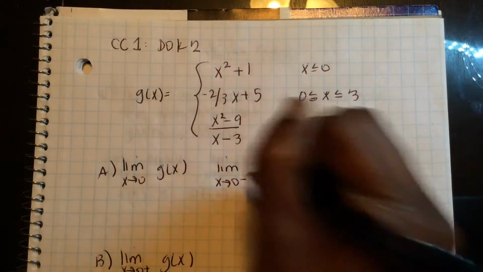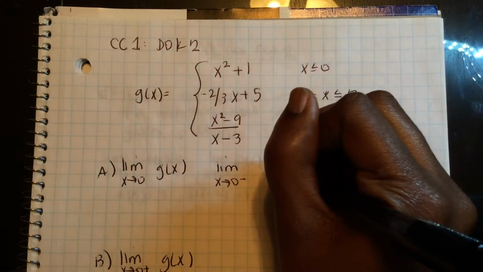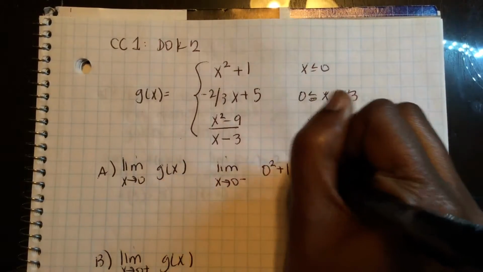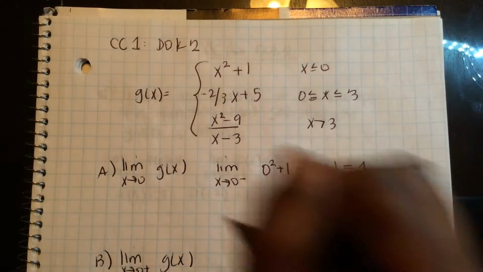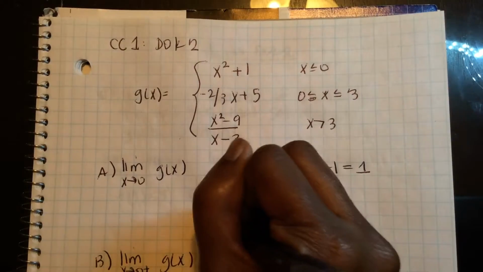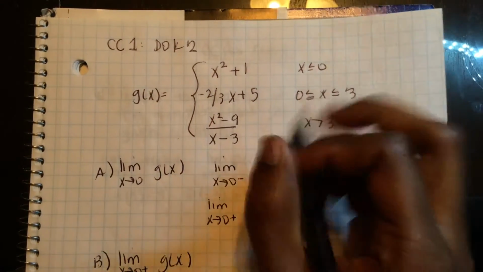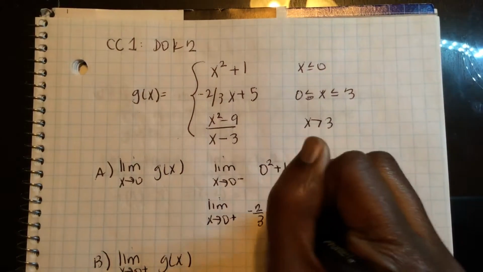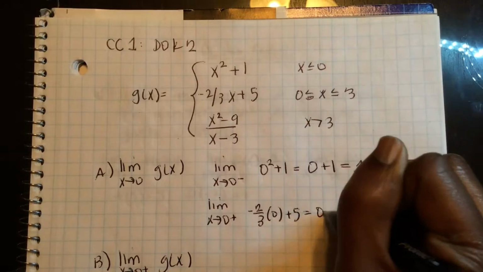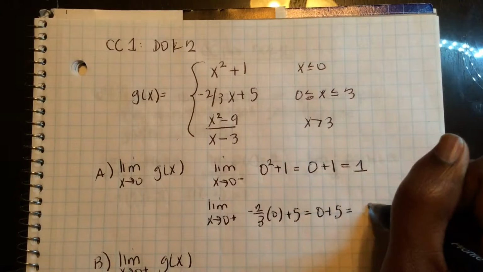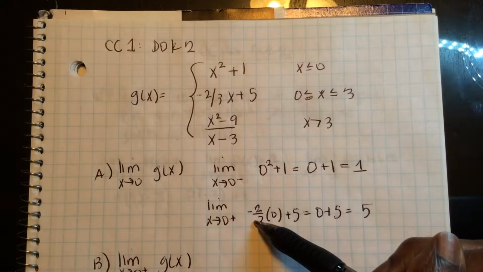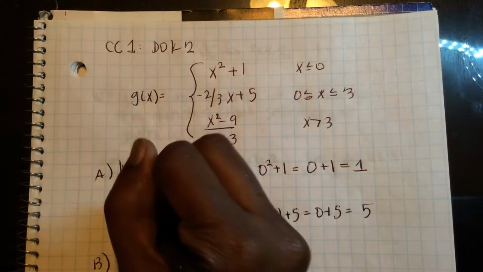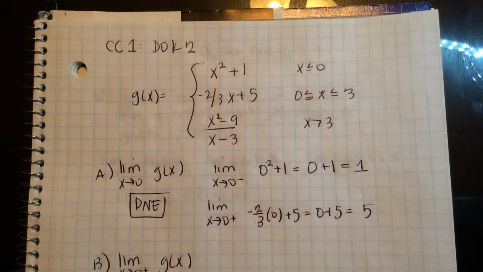Limit as x approaches 0 from the left is going to be 0 squared plus 1, which is 0 plus 1, which is 1. Limit as x approaches 0 from the right is going to be this function, negative 2/3 times 0 plus 5. 0 plus 5, which is 5. So since the limit from the left is different from the right limit, the overall limit does not exist.